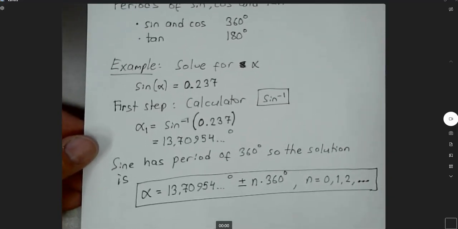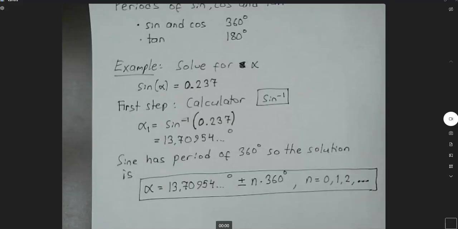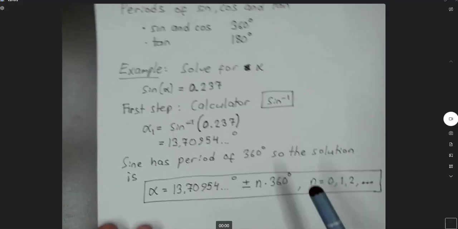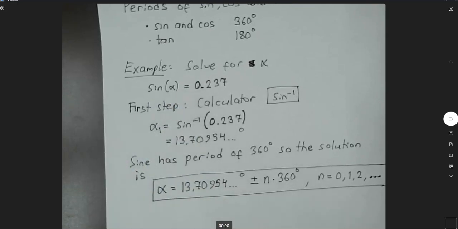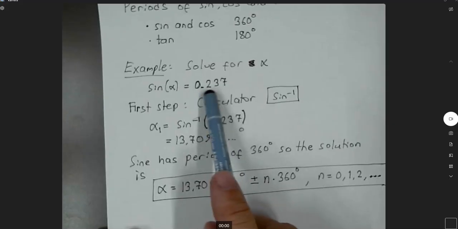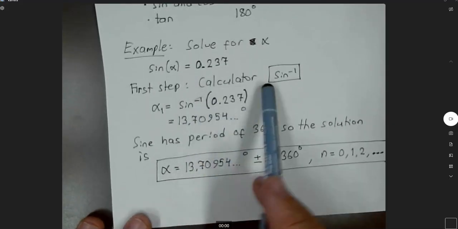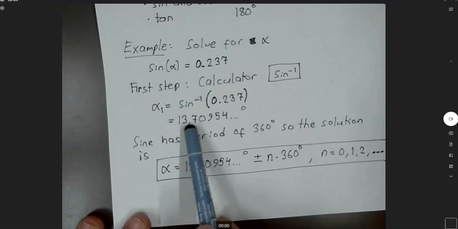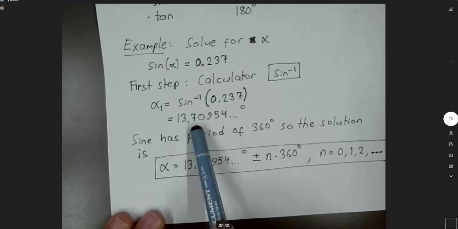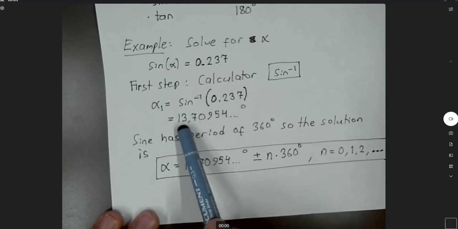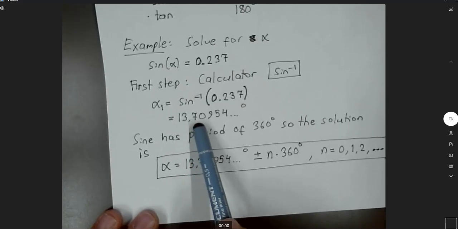And then we started solving these kinds of trigonometric equations, and we took this example. We tried to find out the value of the angle if the sine of the angle was this number. We first took our calculator and found that one solution for that equation is about 13.7 degrees.